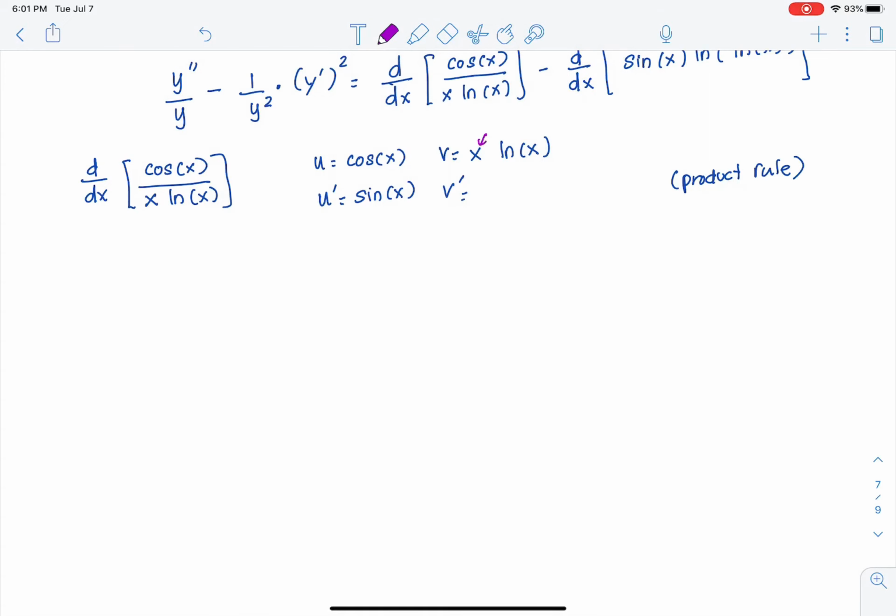I'm going to call that a, and that has b. So we would have a b prime plus b a prime. So a would be x, b is ln of x, a prime is 1, b prime is 1 over x, a b prime would be x times 1 over x, plus b a prime, ln of x times 1. So we end up having 1 plus ln of x.